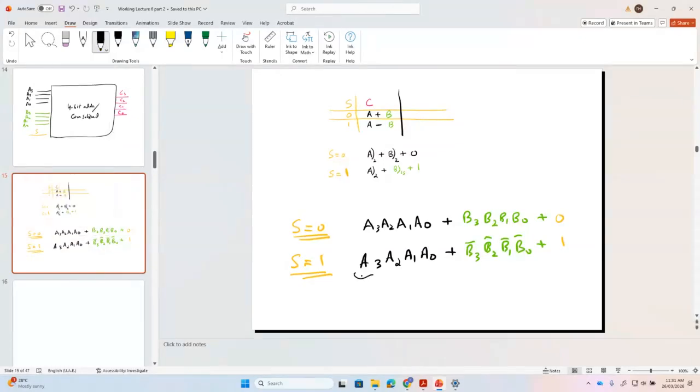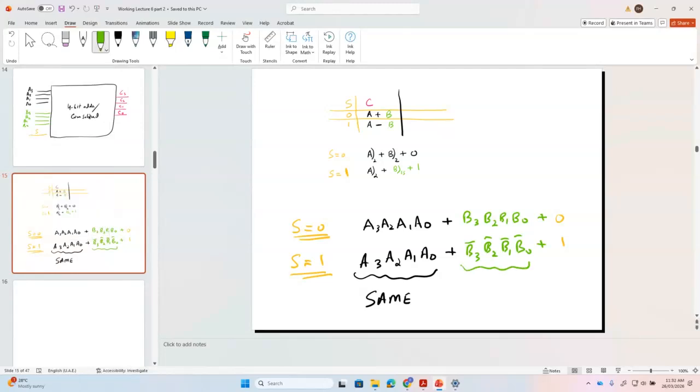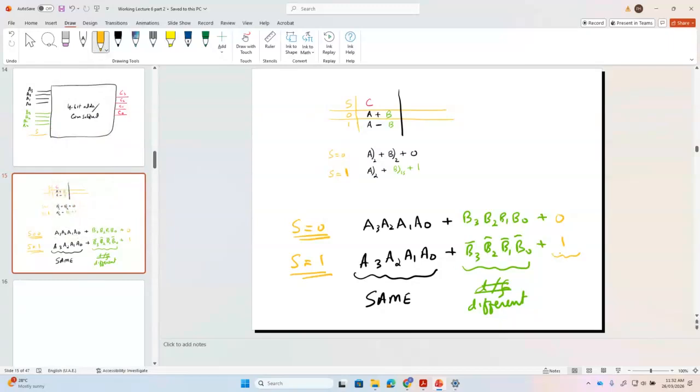Okay. Now, if you look at this A, is it the same or different? Same. Okay. Now, if you look at B, is it the same or different? Different. And what about C in? Different. But if you look at C in, can I divide this into two different parts?